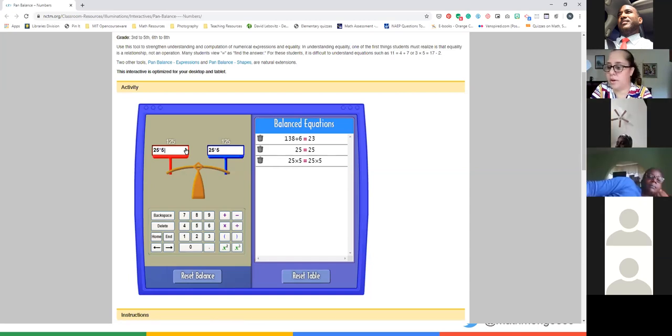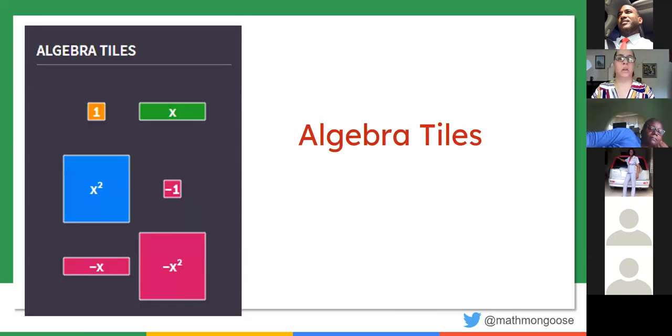Are we agreeing? Yes. We agree. So let's move on. Algebra tiles is not something that I was familiar with when I was younger. I don't know if it existed, but it's something that I have been introduced to more recently. Some of you may be familiar with it, some of you may not be, but it really is the visual aspect of algebra for our students.